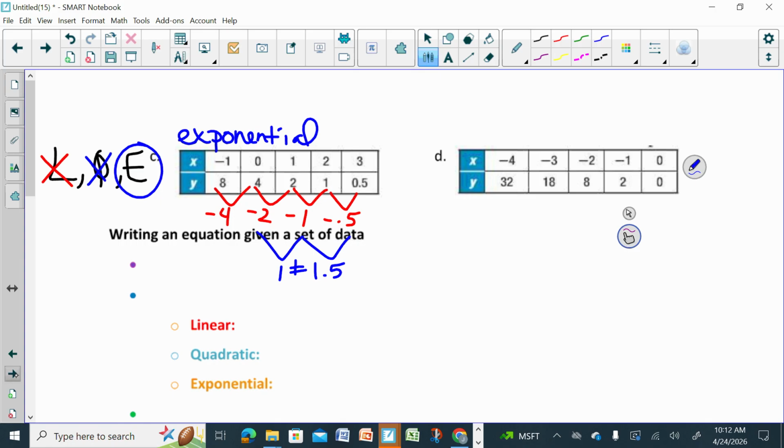Okay? For time's sake, we're going to skip part D. And we're going to talk about, now that you know what it is, we're going to come up with the equations. So when we come up with the equations, the first thing we're going to do is work backwards. We're going to determine what we're dealing with. Are we dealing with an L, a Q, or an E? So we're going to use the process that we just established. And then after that, depending on which one it is, you're going to use the data from the tables.